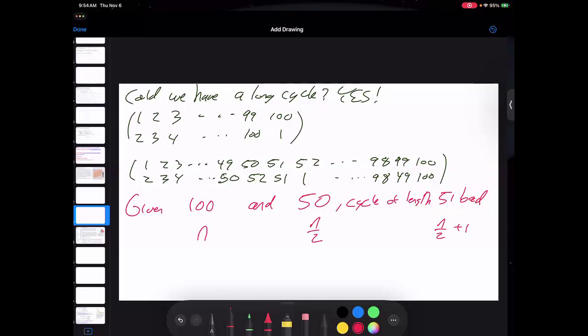So we only lose if we have a cycle of length 51, right? Could you have 2 cycles of length 51 or more? Why not? Because then you would need more than 100. So you can have at most 1 cycle of length greater than or equal to 51. And that's why 50 was so crucial here.